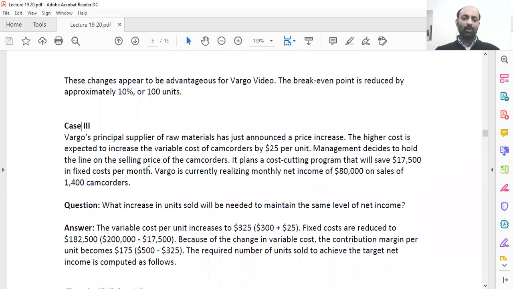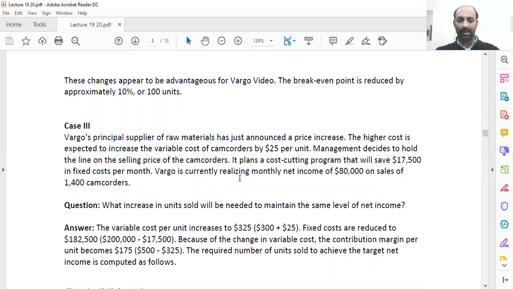Case 3. Vargo, principal supplier of raw materials, has just announced a new price. The higher cost is expected to increase the variable cost of camcorders by 25 per unit. Management decides to hold the line on the selling price of the camcorders. It plans a cost-cutting program that will save 17,500 in fixed cost per month. So you can see there's a reduction in the fixed cost, which is $17,500.